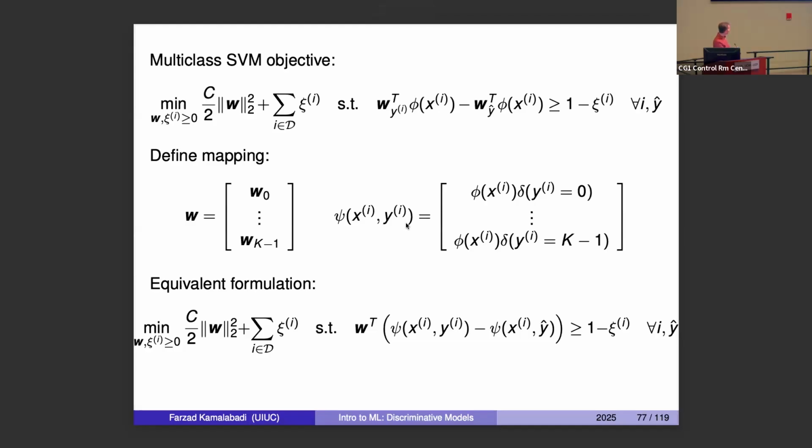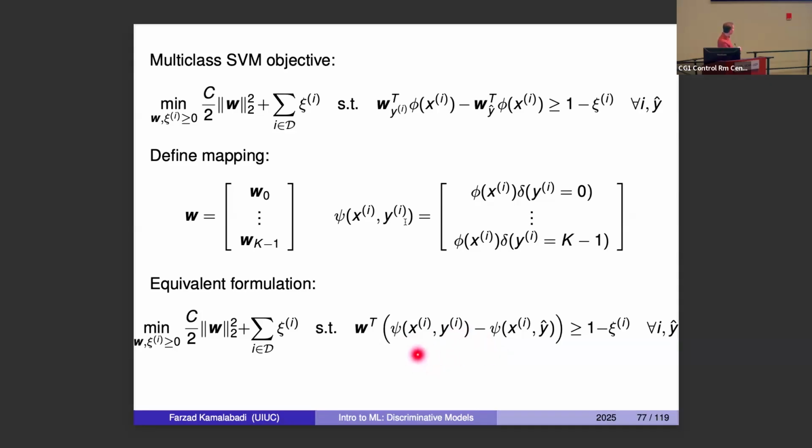The only thing that happens is that now we write these weights as a set of k weights, this vector. So we have the mappings, and then we have this inner product, which is essentially like an indicator function that picks class 1 on top, the next class, the next class. It lines up all the k classes in here. And the equivalent formulation is very similar to what you saw before, except that now we have the difference of the 2 inner products.